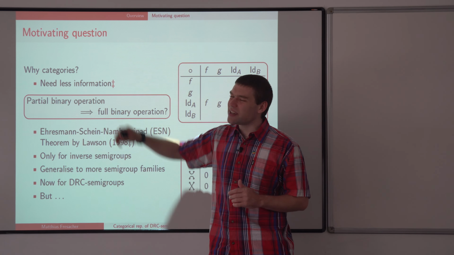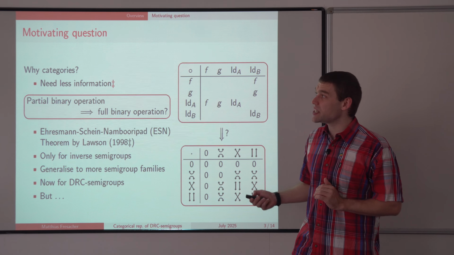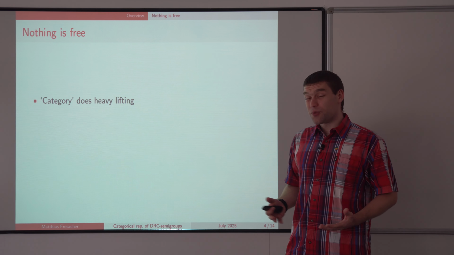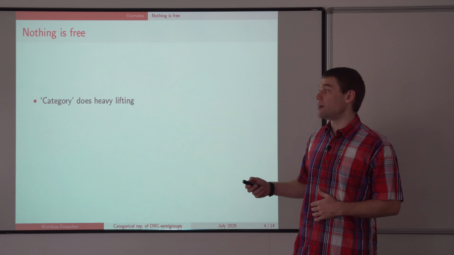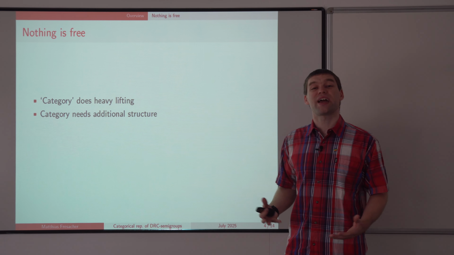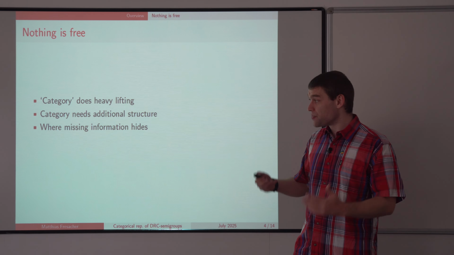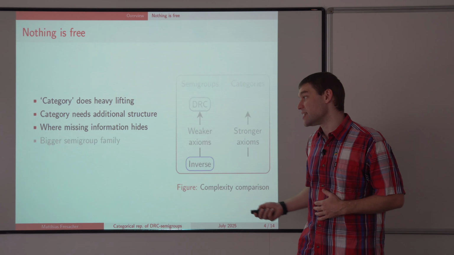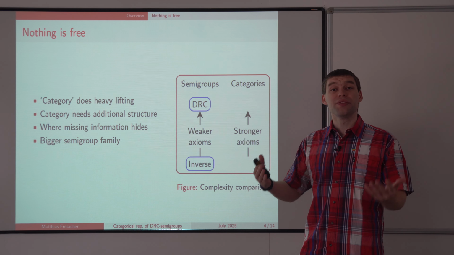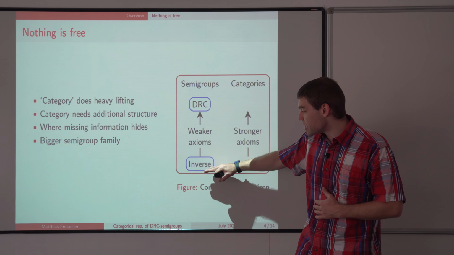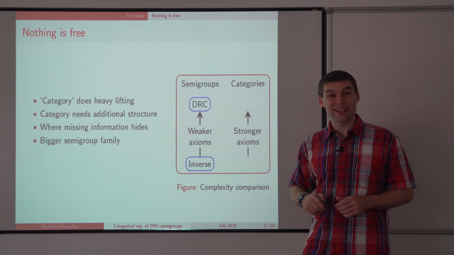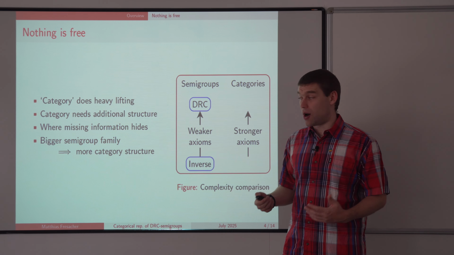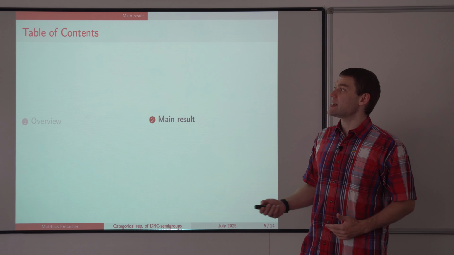But this need for less information is somewhat misleading because sadly in this world, nothing is for free. The word category does a lot of heavy lifting on that previous slide because the category needs additional structure. And this is sort of where the missing information of the binary product is hidden. In general, the bigger our semigroup family, so if we say move from inverse to DRC semigroups, the more structure our category is going to require. So let's get into it.